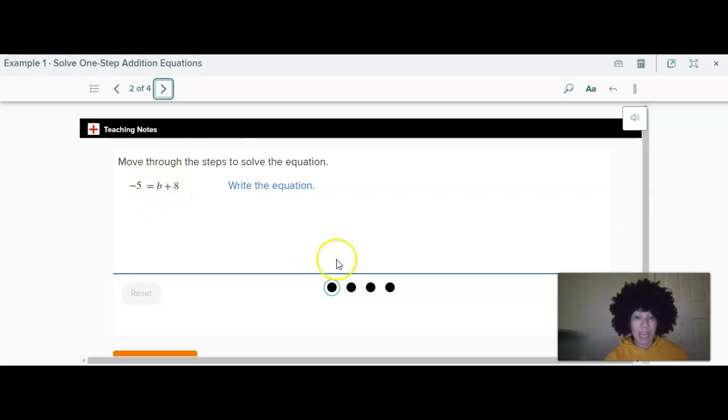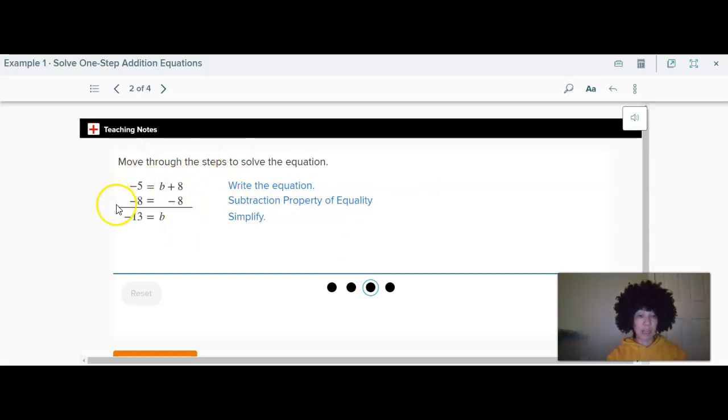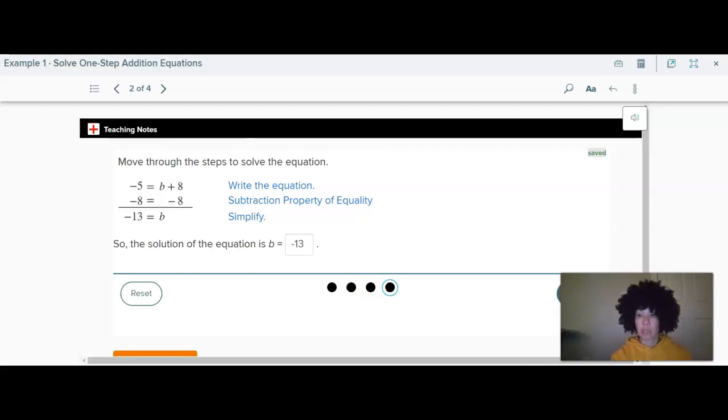So I want B by itself. And so we can use the subtraction property of equality to create an equivalent equation. If I subtract 8 from both sides, then these two sides will still be equal to each other because of the subtraction property. So I could subtract the same number from both sides of the equation, and I've created an equivalent equation, which is also my solution, negative 13.